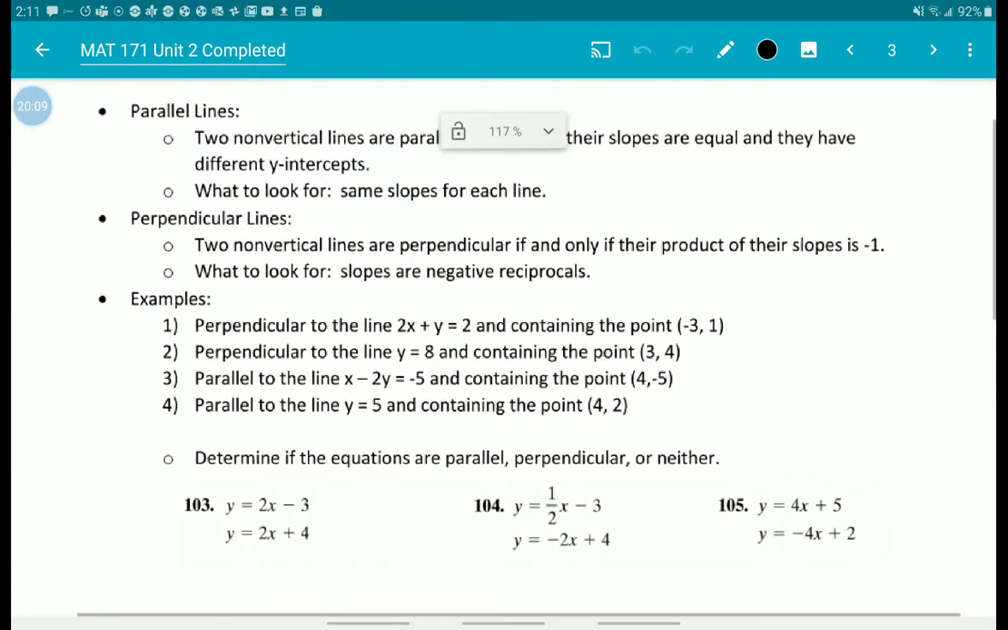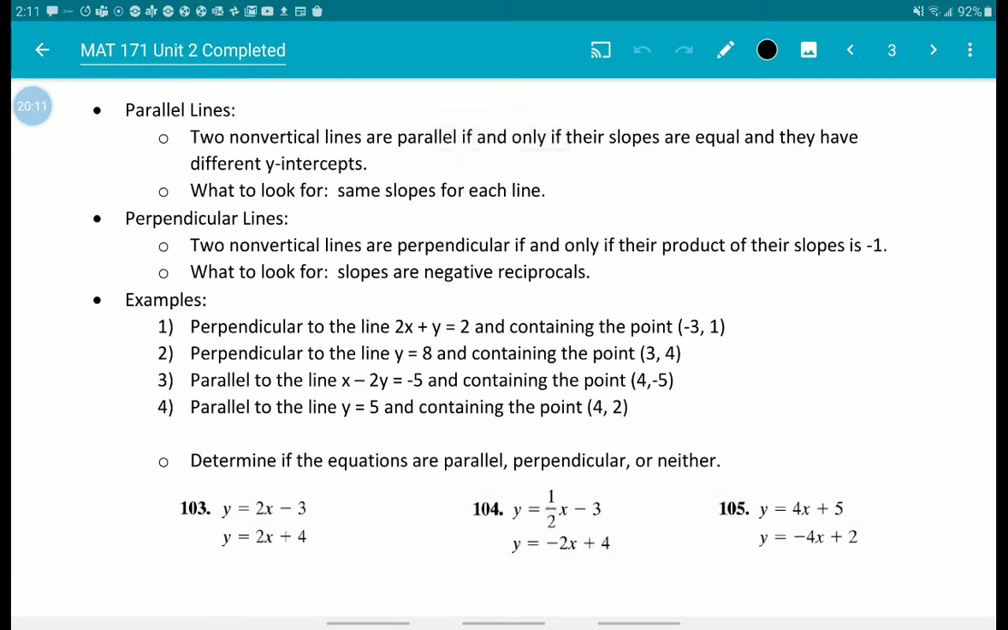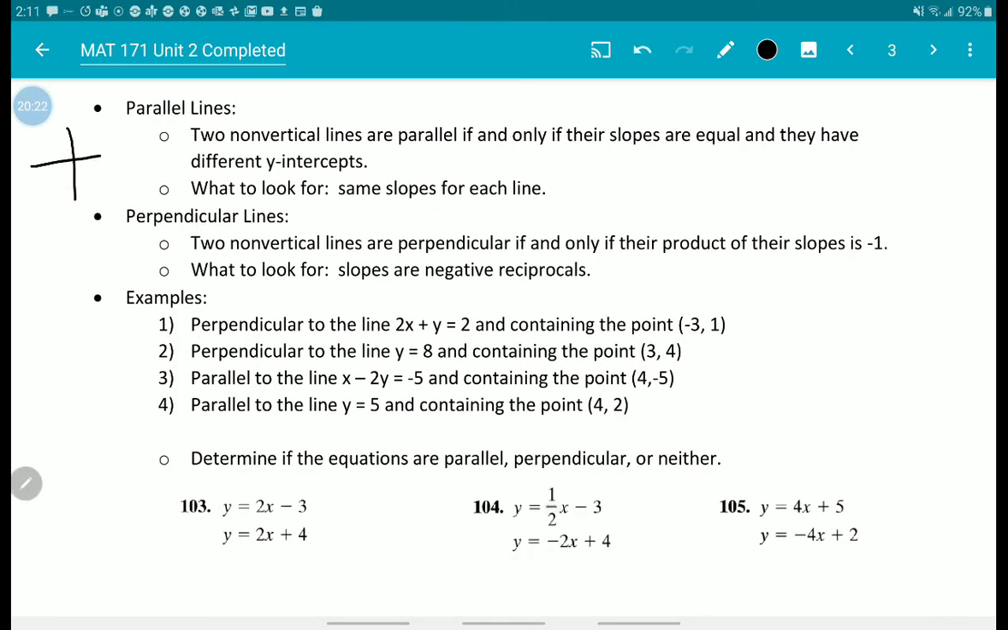Let's look at a few other things since we're diving into lines. When we talk about parallel lines, we are talking about lines that are never going to cross each other. So the way that we know they're parallel has to do with their slopes. Their slopes are always going to be the same, and that would allow them to not cross.